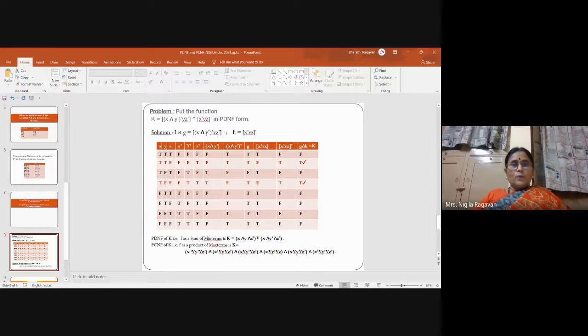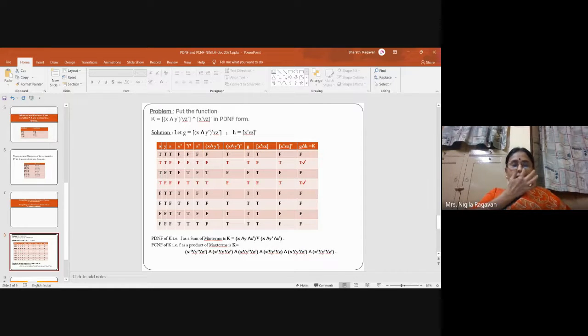Now you know how to write down X dash, Y dash, Z dash, and then X cap Y dash, then X cap Y dash the whole dash, and then G, and then X dash cup Z, X dash cup Z the whole dash, which is equal to H, and then G cap H. G cap H is K.